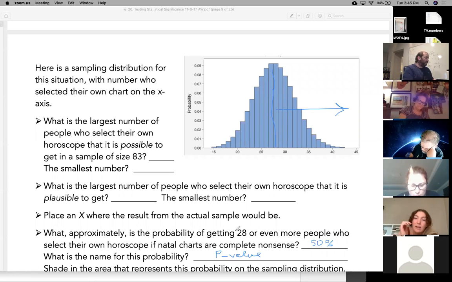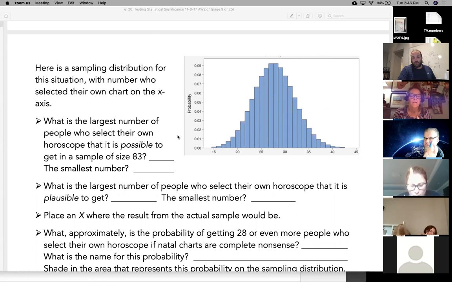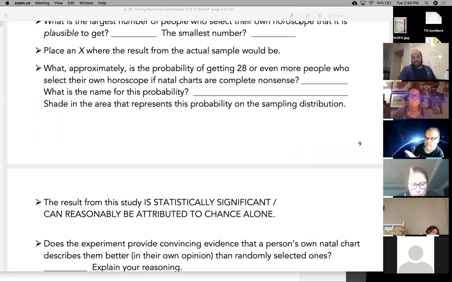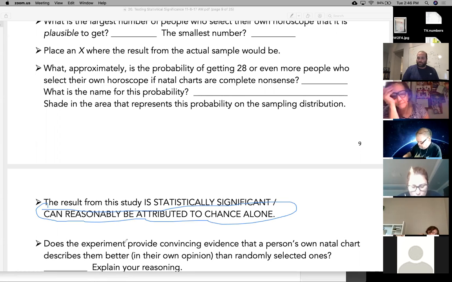Is it more than 5%? You said it was 50%, so yeah. It's way higher than 5%, right? Which is usually the cutoff. So that means that this result is not statistically significant, and it can reasonably be attributed to chance alone. So therefore, there is not convincing evidence based upon this particular experiment that astrologers have any skill at predicting whatever a natal chart predicts.